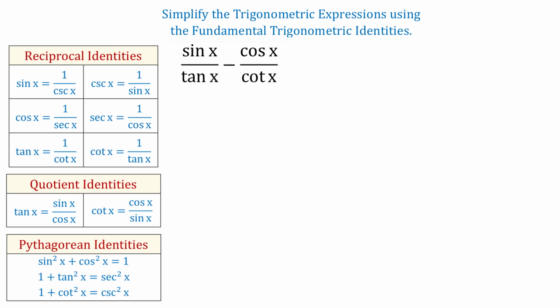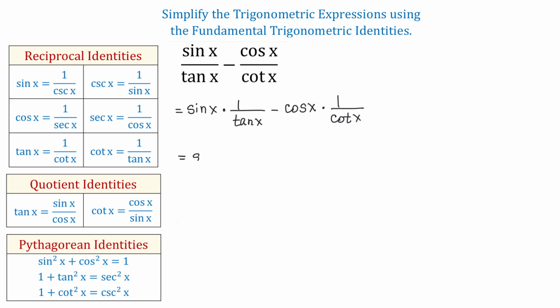And now the last expression that we will simplify will be sine of x over tangent of x minus cosine of x over cotangent of x. Here I will show you only one method, and I will start by rewriting everything in terms of sine and cosine. Now to make it easier to understand the steps, first I will rewrite this expression as sine of x multiplied by 1 over tangent of x minus cosine of x multiplied by 1 over cotangent of x.